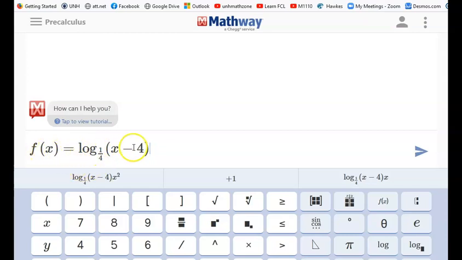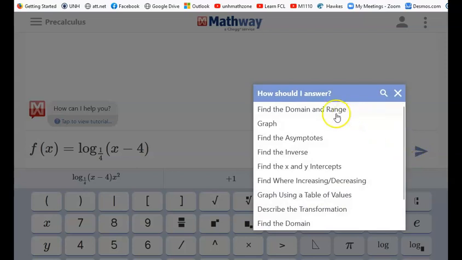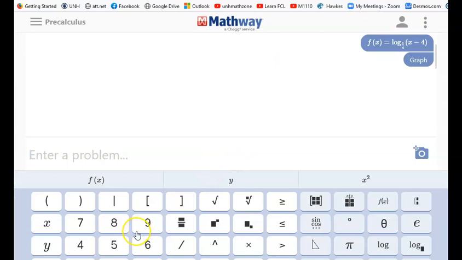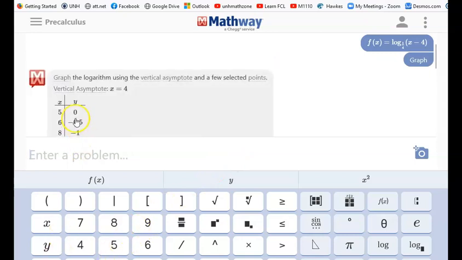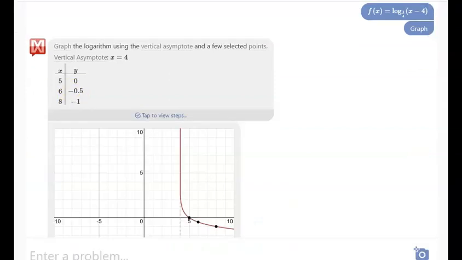I've typed in the example that we're working on, and I'm going to go over here to this little arrow and say, what do I want to do? Well, I want the graph of this. Now notice you can find all these things, the domain and range, the asymptote, whether the inverse, whether it has one, etc. But let's just do the graph. And here they're giving us some points to graph. And there is the graph. And we'll pause, and I'm going to put a few more things in there for vocabulary building.